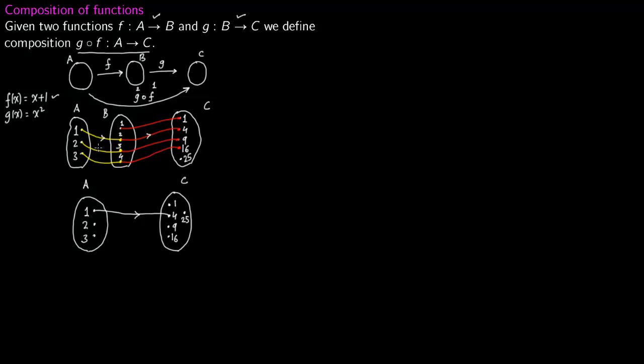Then 2. 2 first goes to 3 and then it ends up at 9. So 2 will go to 9. 3 first goes to 4 and then 4 goes to 16. So 3 ends up at 16. So this is the composition. You first apply f and then you apply g. Let us see it computationally.